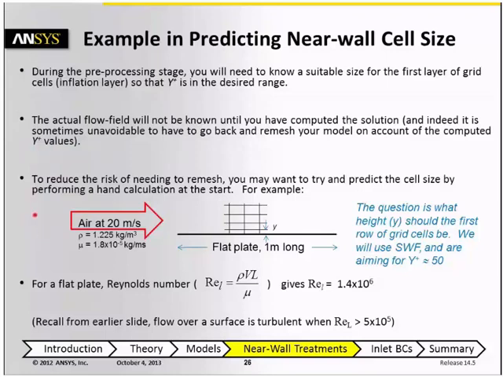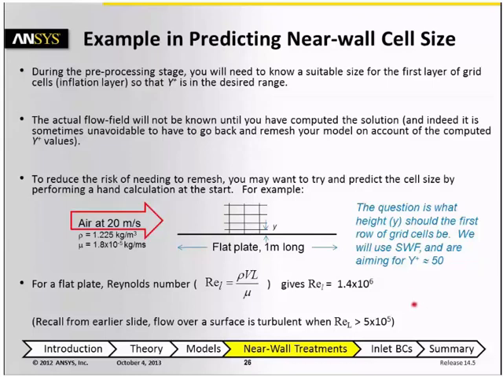We can do this by performing hand calculations, and to illustrate this we have an example where we have a 1 meter long flat plate and air flowing at 20 meters per second with the physical properties that we see here for the density and viscosity. For demonstration purposes, we've decided that we want to use wall functions, standard wall functions is what SWF means, and we want our value of y plus to be about 50, so we need to figure out what height y away from the wall we need the grid to be so that we get y plus equals 50.